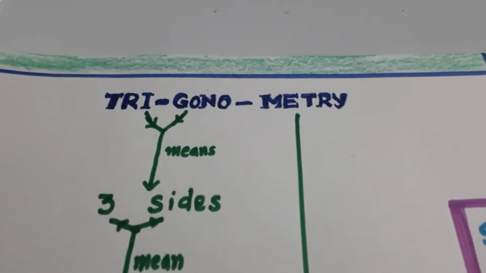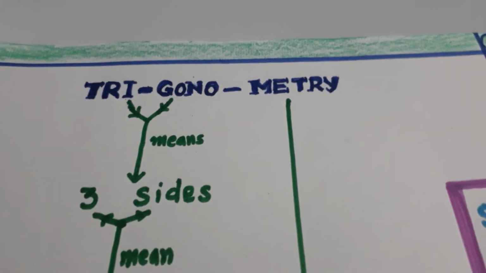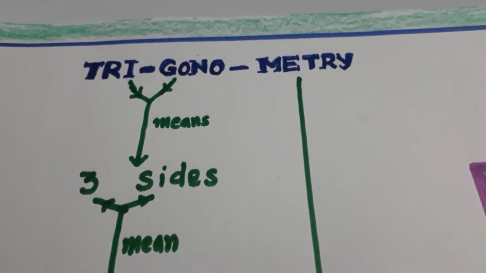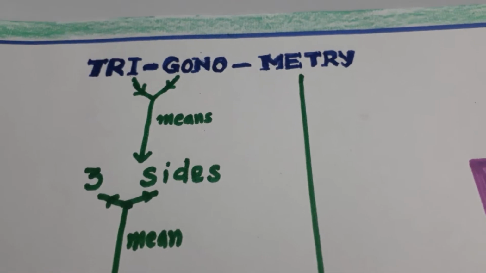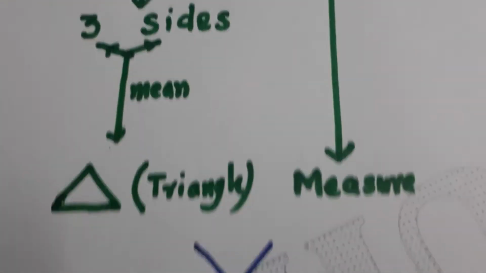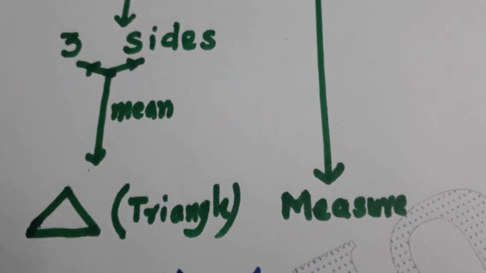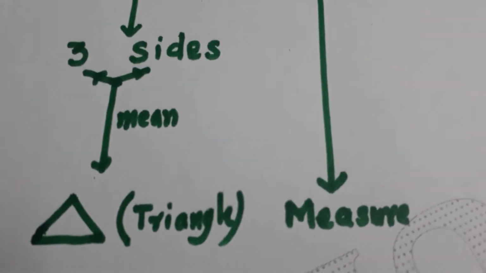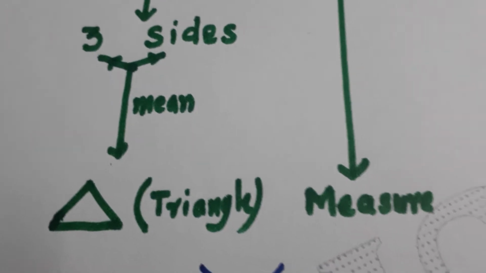You see here, these are three words: tri, gonometry. Tri means three, gono means sides, and metry means measure. So it is a measurement of three sides means triangle. So trigonometry deals with triangle.